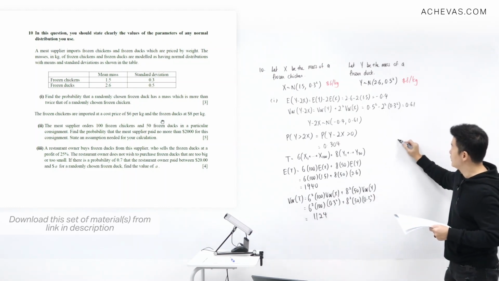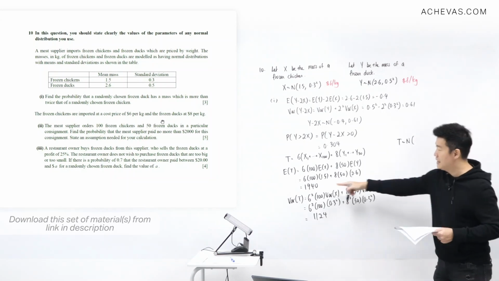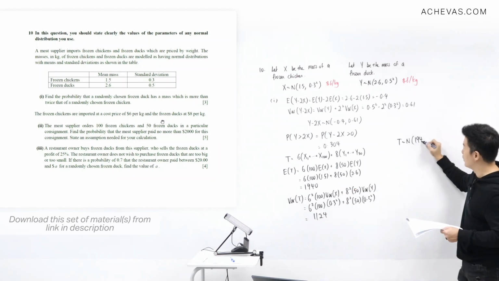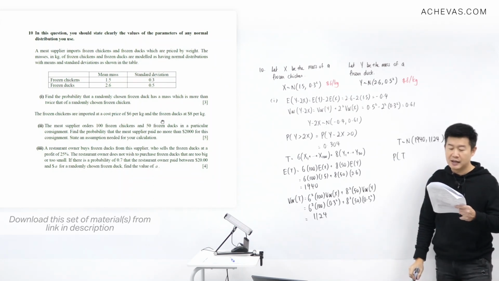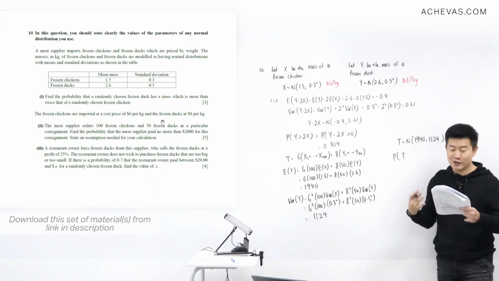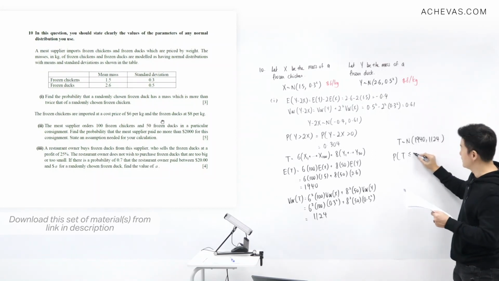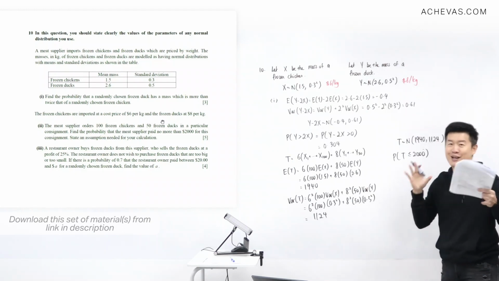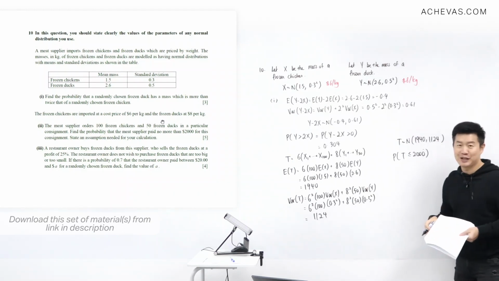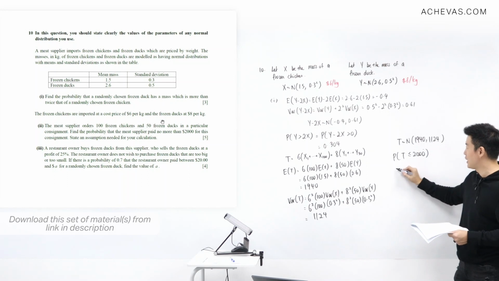So based on this, we know T is going to follow a normal distribution with the mean as 1940 and the variance is 1124. And we are going to make sure that this total amount that the supplier is paying is no more than 200. So this must be less than or equal to 200. Sorry, not 200, 2000. That's a good deal. Okay, anyway, it's supposed to be less than or equal to 2,000.